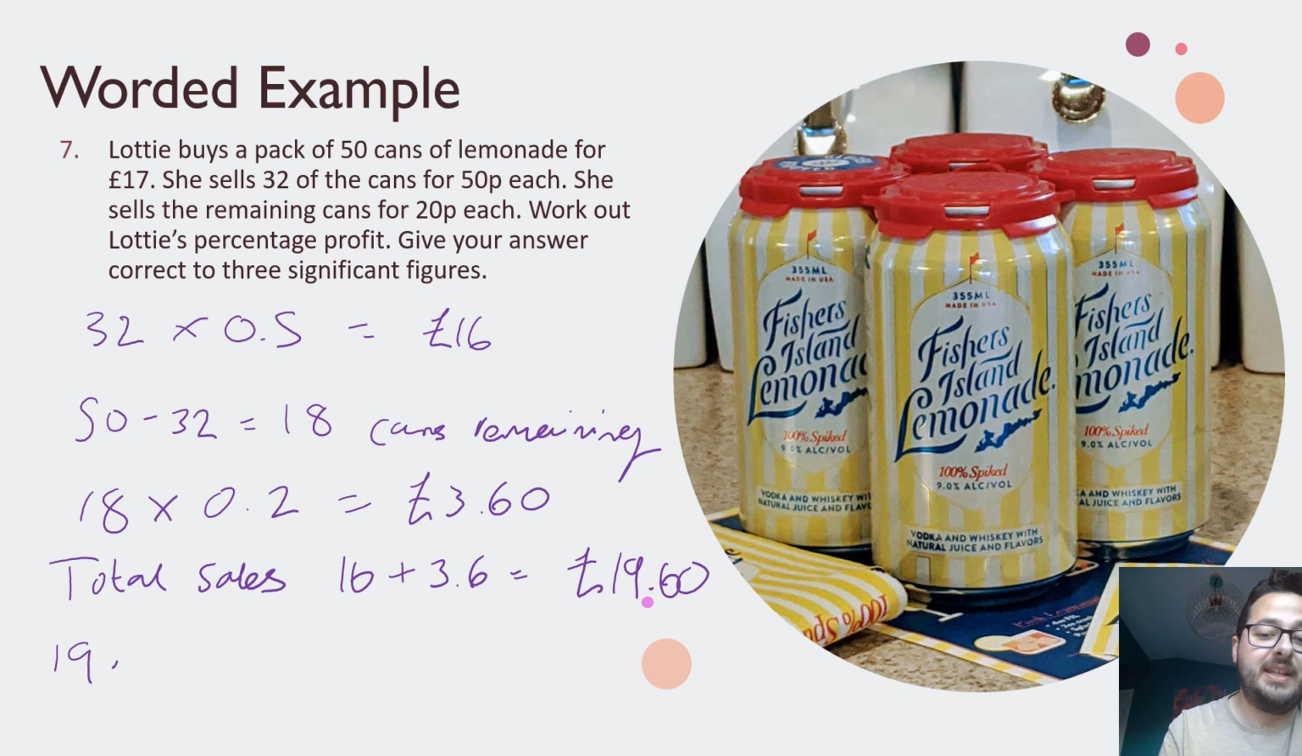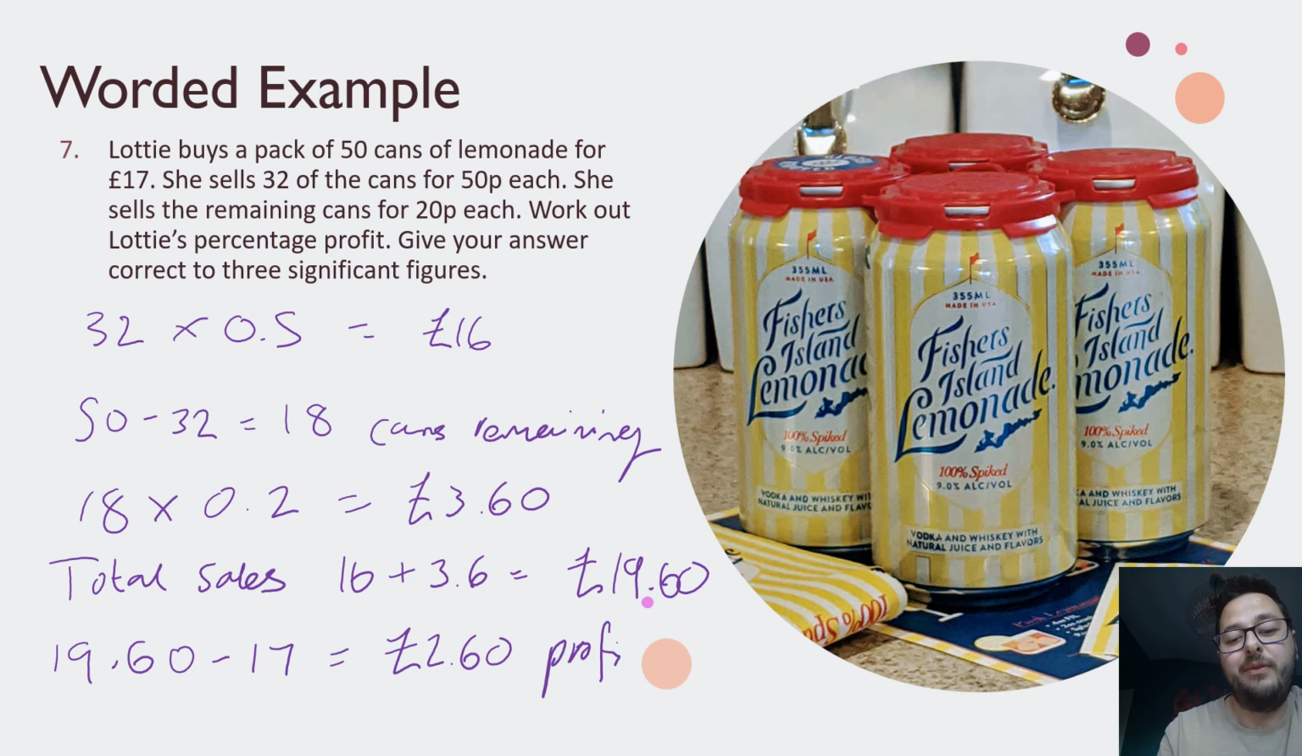So £19.60, take away 17 is £2.60 profit. So I'm just putting in a few words as we go, just so we know what's going on. And then to find the percentage profit, the profit is 2.6 and she spent 17, and we want to times that by 100 to get it as a percent.